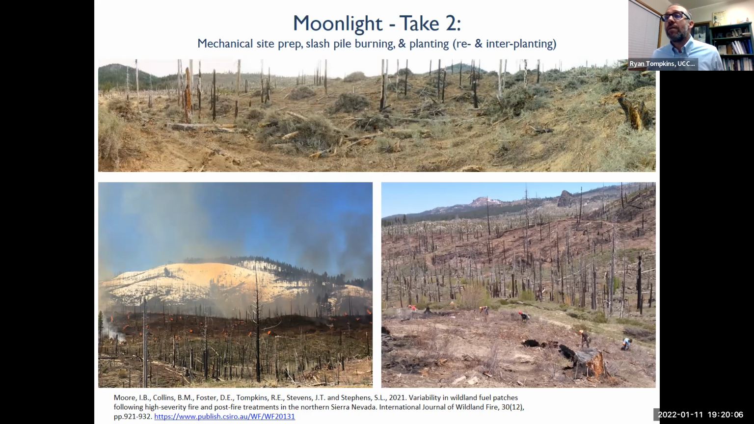And this is what we found. Before treatment, these landscapes had 60 tons of fuel per acre plus. That was just what was on the ground. It didn't include everything that would be recruited onto the ground through snagfall. So these post-fire environments are riddled with fuels.